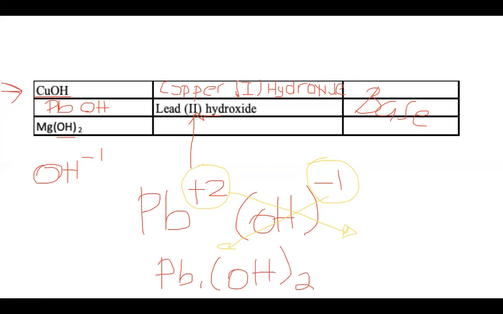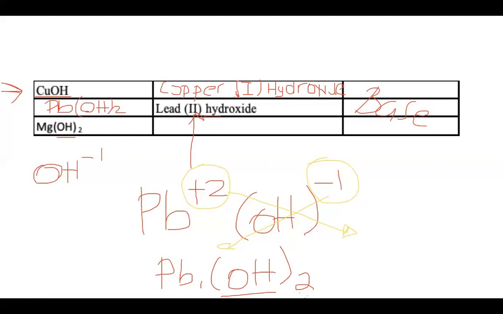OH 2. Be careful. When we are passing this number 2, I have to include parentheses, because if I do not include the parentheses, the number 2 will only affect the H and not the oxygen, and it won't be a correct formula. So every time that you are switching or crossing charges, remember to add parentheses in case you have more than one element. So the formula for this compound will be Pb(OH)2.